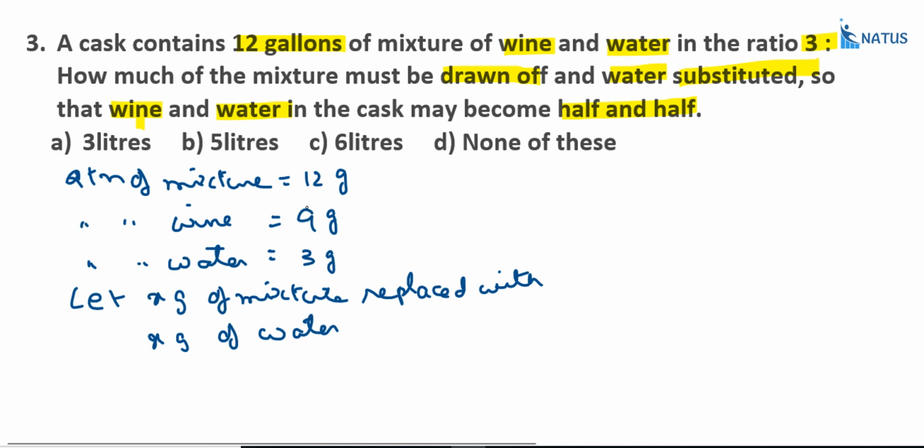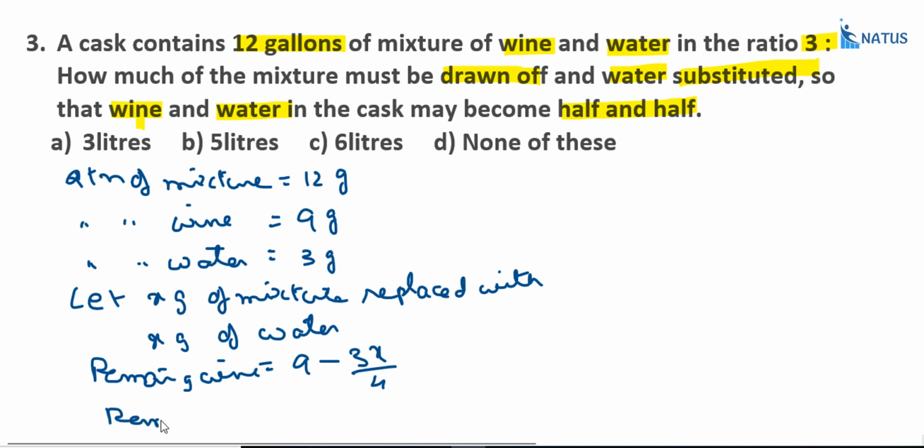Now, in this mixture, suppose X gallons, what is the part of the wine? That is equal to 3/4 or not. Why? Because wine and water are in the ratio 3:1, right? So if X gallons of mixture is drawn off, remaining wine is equal to how much? Remaining wine is equal to 9 gallons minus 3x by 4. Did you get this point? Here, 3/4 of the mixture drawn off, that is equal to x, right?